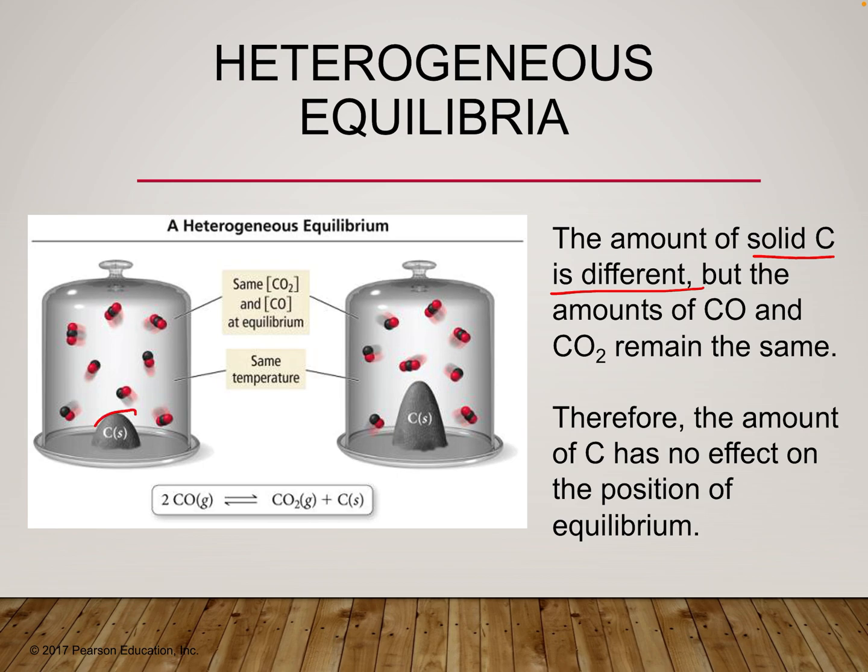If you look, we have different amounts of carbon on each side, but if you went through and counted all the little molecules, we have the same amounts of carbon dioxide and carbon monoxide on each side, at the same temperature. So we have the same value for K in each of these reactions, even though the amount of solid carbon is different. Our solid is not affecting the position of the equilibrium.